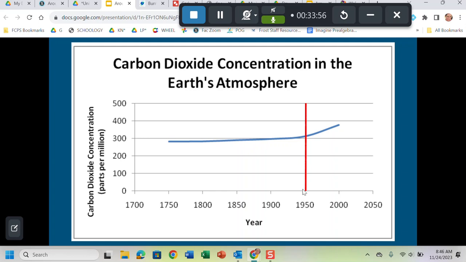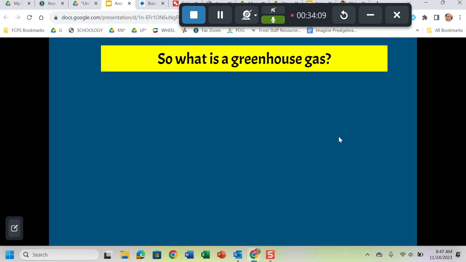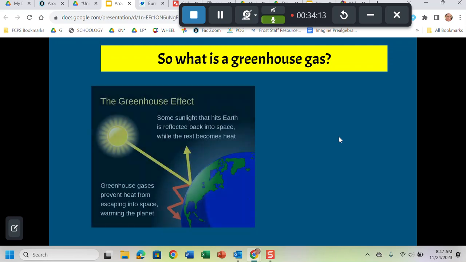There you see it around the 1950s, and you can see that slope change. So tell your math teacher you understand slope. All right, quick review. Use your notes as you're watching through these questions, and then you'll do your exit ticket. So after you've done the independent work, hopefully you have learned about greenhouse gases.